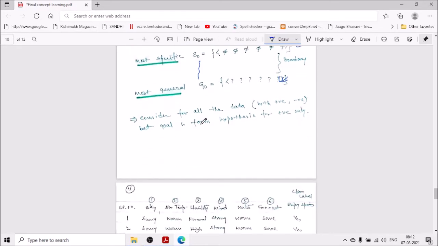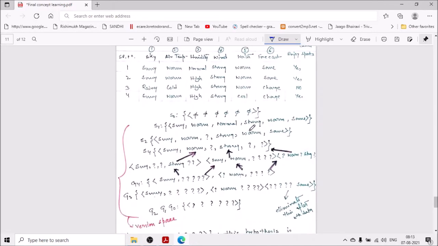Now consider all the data, both positive and negative, but the goal is to form the hypothesis for the positive only. Remember this one. In Find-S, we consider only the positive training data. But in the candidate elimination algorithm, we consider both positive as well as negative, and form the hypothesis only for the positive data. So we can see the example.